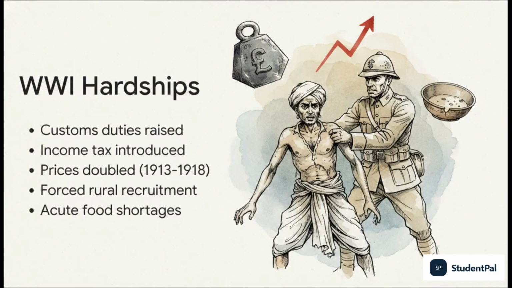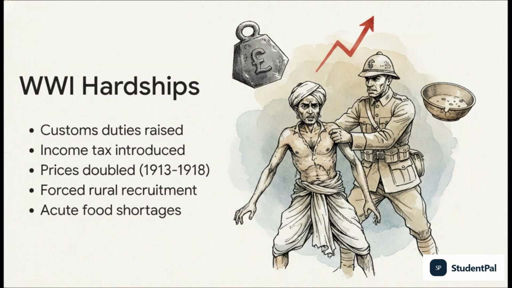Let's break down this economic crisis a bit more. Britain was off fighting a massive war in Europe, and they essentially made India pay for it. To finance their war loans, the British raised customs duties and introduced an income tax. Imagine the prices of everything you buy doubling in just 5 years, because that's exactly what happened between 1913 and 1918. It led to extreme hardship for common folks.